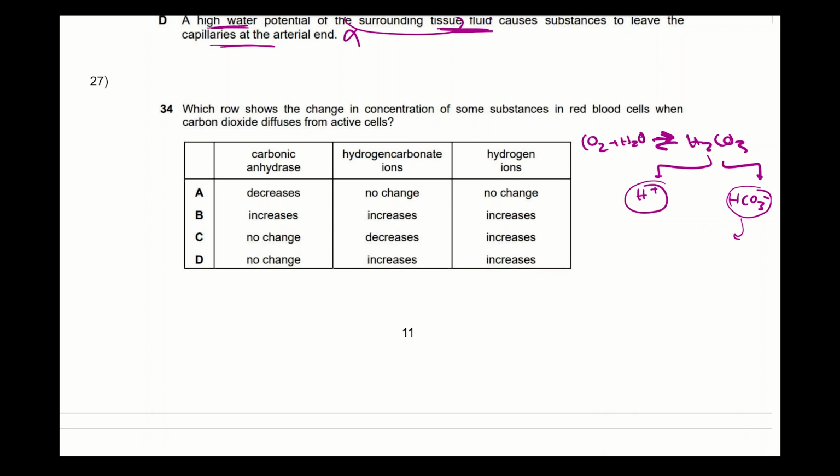Now let's see the suggestions that we have here. Carbonic anhydrase is an enzyme found in red blood cells. Therefore, its concentration is constant no matter what. Therefore, no change. Now, hydrogen carbonate ions, as we said, increase. And hydrogen ions increase. Therefore, the answer is going to be number 28.